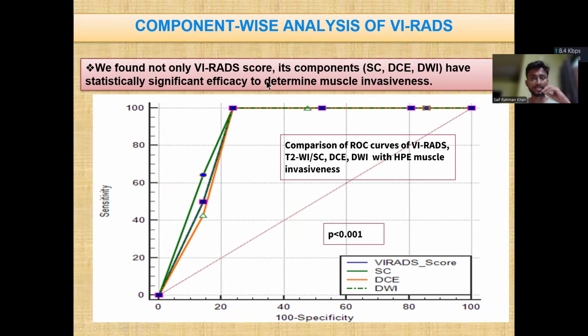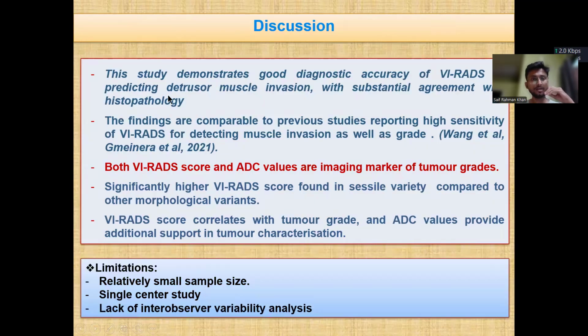Not only the VI-RADS score as a whole, but even its individual components had significant efficacy to determine muscle invasiveness. As we can see, all these curves almost coincide with each other. So our study demonstrated a good diagnostic accuracy of VI-RADS scoring to predict detrusor muscle invasion. The findings are comparable with other studies that had predicted VI-RADS score in detecting the muscle invasion.